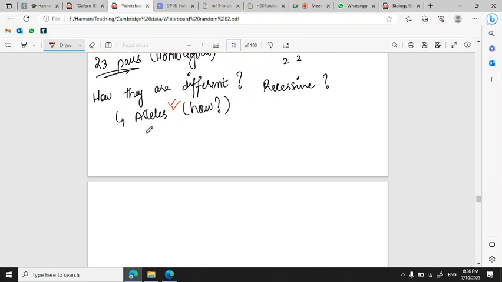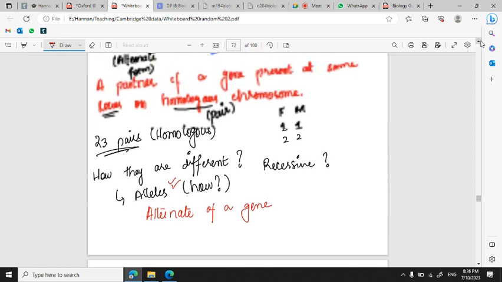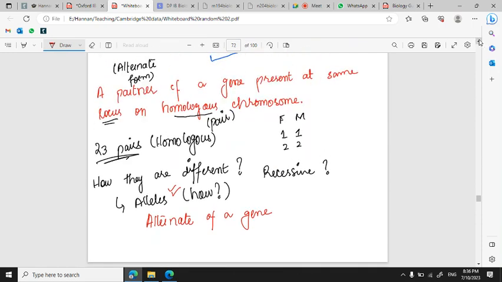Let me tell you. Remember that when we talk about the allele, I just wrote that an allele is an alternate of a gene. An alternate of a gene. What is the meaning of this? It's like a variant in a way. Yes, you could say it is a variant.